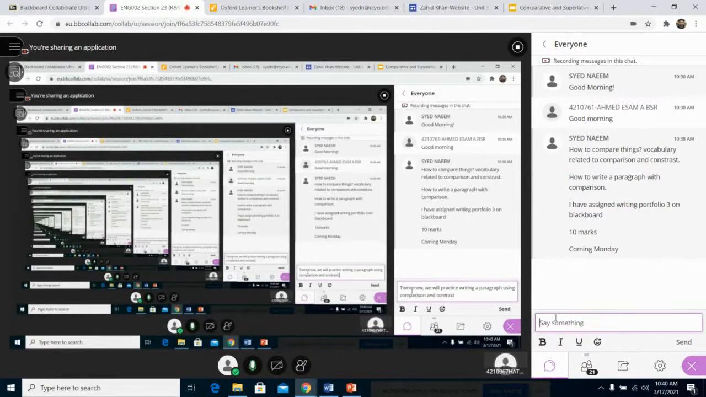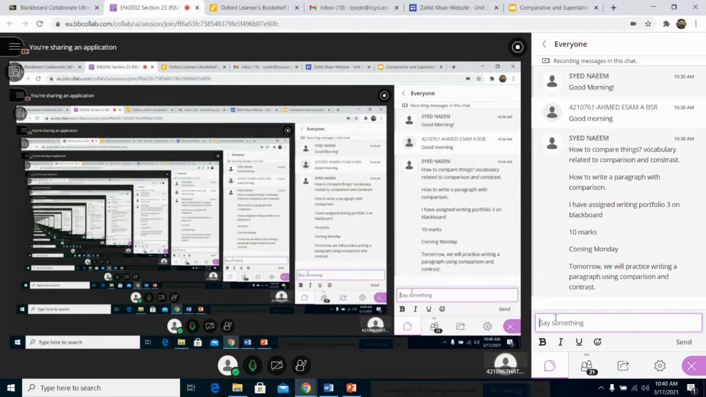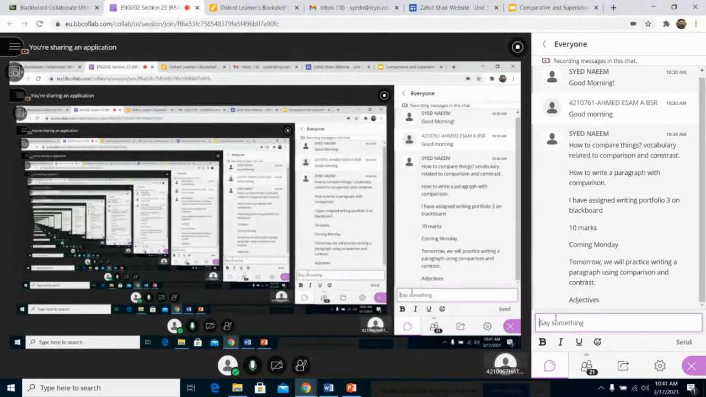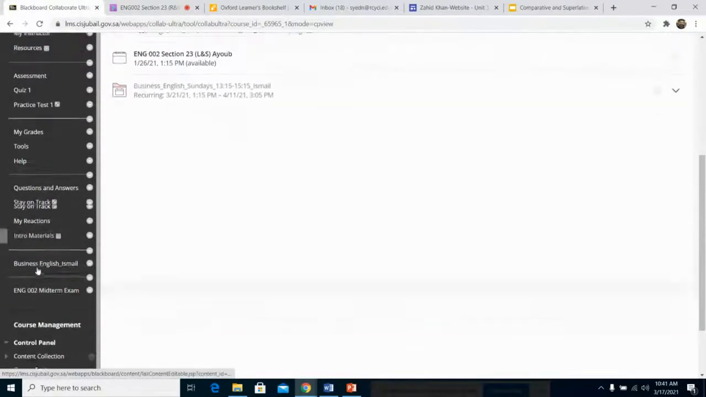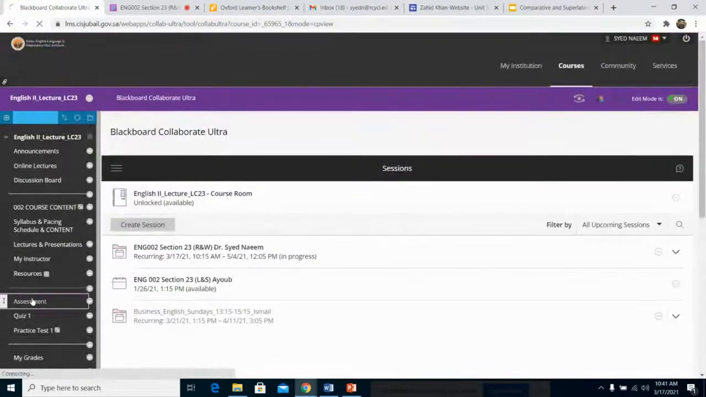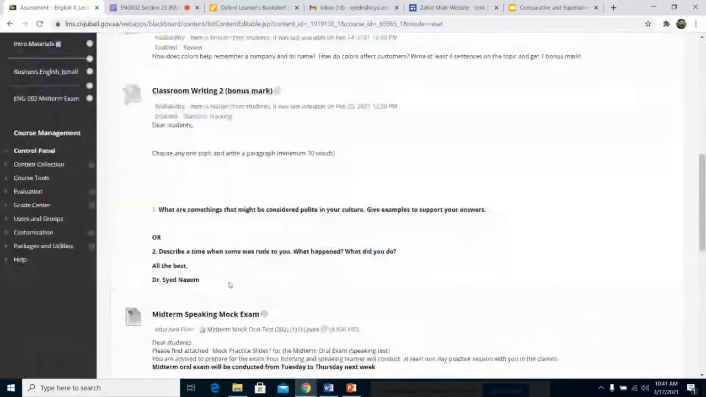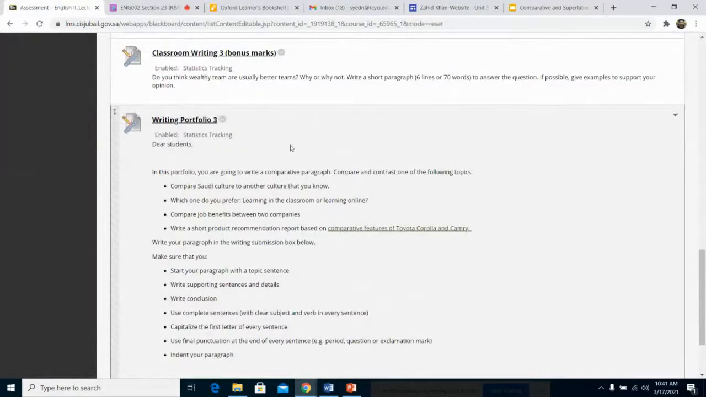So today you learn the vocabulary, how to compare and contrast things, and some related grammar as well. We will talk about adjectives also, which we use to compare and contrast things. Then tomorrow we will practice writing a comparative paragraph, and later you can complete your assignment. Your assignment is here. Just go to the assessment section. Let me show you. This is the assessment section, and just go down, and it is written over here.